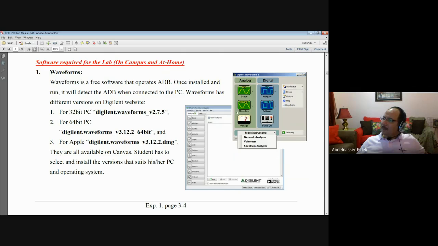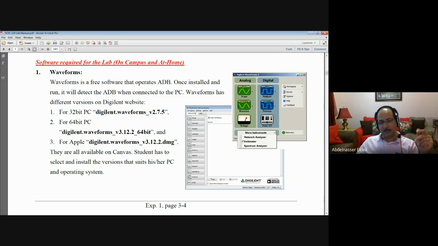But when you look at the window for the WaveForms, what is this? It has a scope. This number one here is a scope, so it has an oscilloscope. It has a wave generator, which is a function generator. It has a voltage, which is a DC power supply. And it has also a network analyzer. We don't have this in the lab. We have it in other labs.